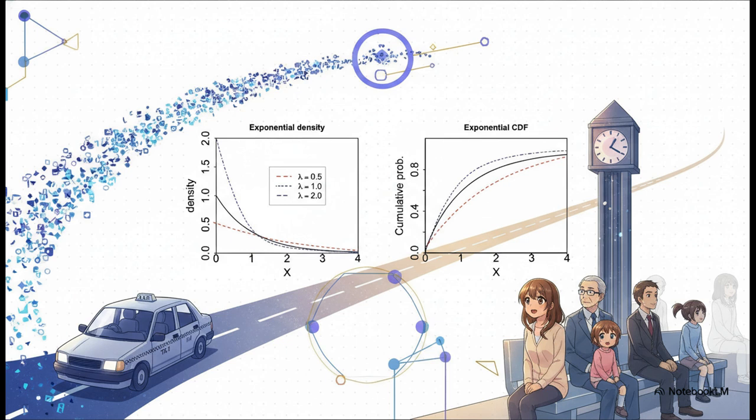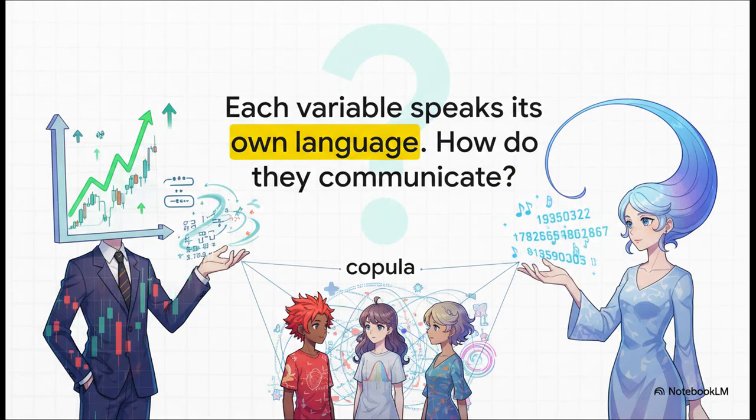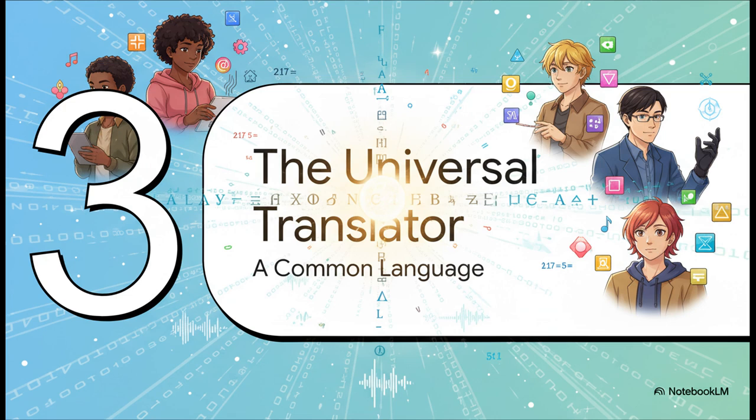Okay, so we've got our stock returns with one personality, our bond yields with another, and you can imagine countless other variables, each with its own unique distribution, its own unique language. So here's the problem. How do we get them to talk to each other? How can you possibly compare an exponential personality to, say, a normal bell curve personality? They're totally different.